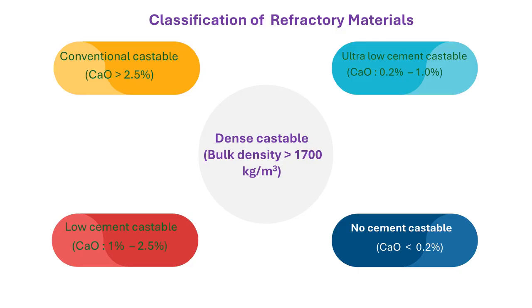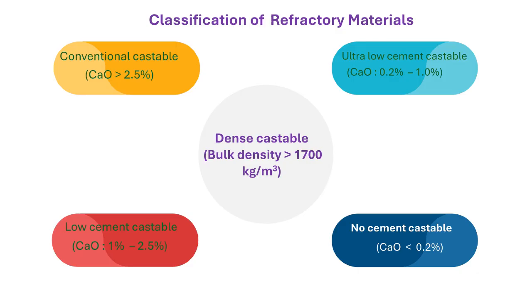The third category is ultra-low cement castables. It contains only 0.2 to 1.0% calcium oxide. Strength in these materials comes from high-purity aggregates, optimized particle packing, and carefully controlled formulations. As a result, ultra-low cement castables can be used in very high temperature and severe service conditions.